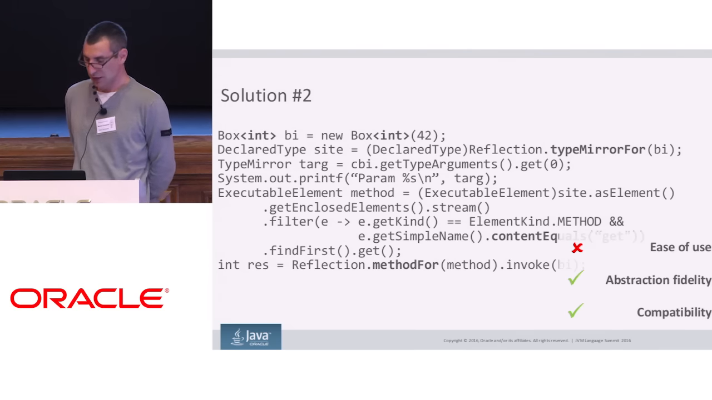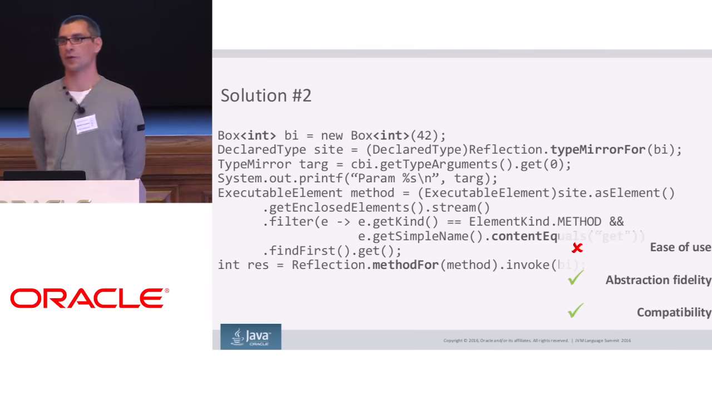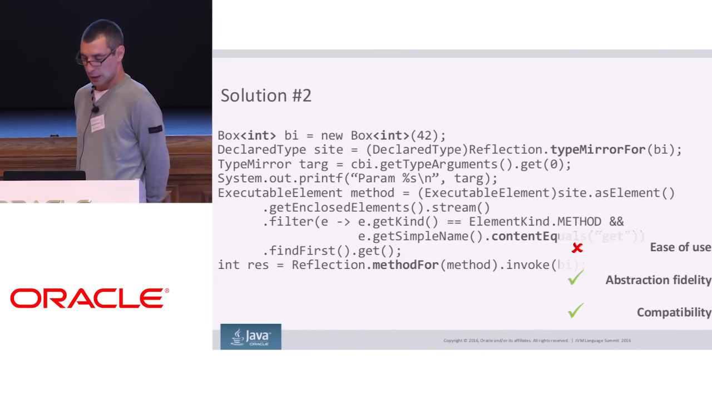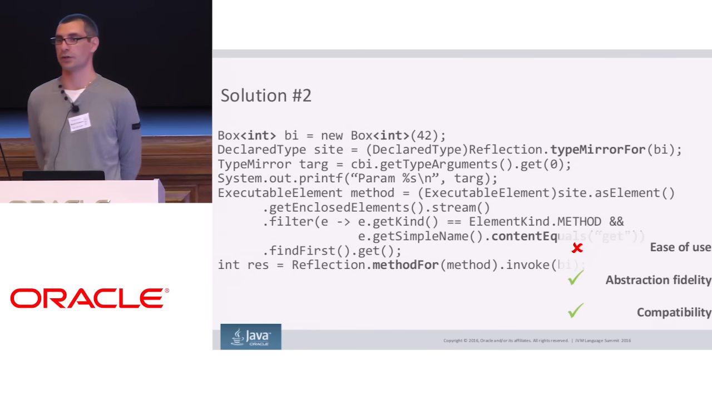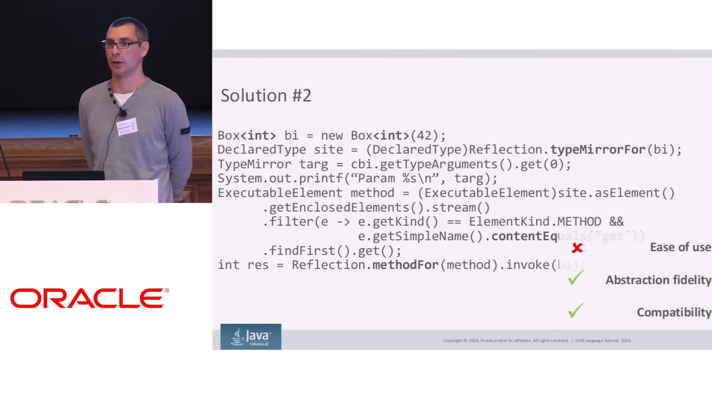So it's definitely a cleaner solution in terms of abstraction involved. You have a clean separation between declaration and types. It's compatible because we added an explicit compatibility layer on top of it. But what is really bad about this solution, I think, is ease of use. We can't really sell this to the average programmer, I think.